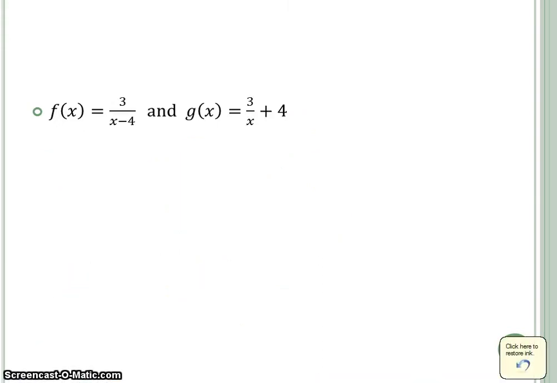Another pair here. So this time we've got f of x equals 3 over x minus 4, and g of x equals 3 over x plus 4.